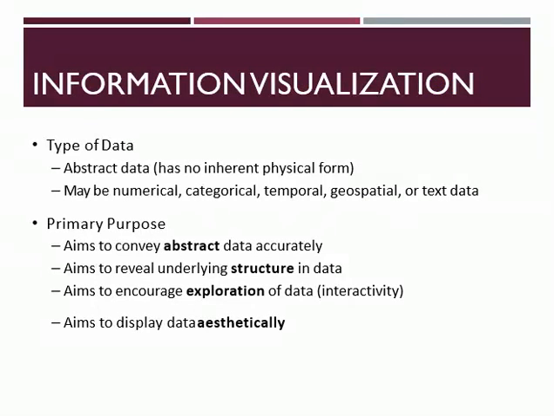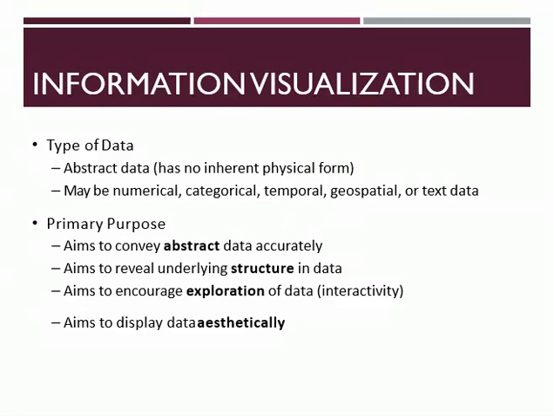Then talking about information visualization, it has no inherent physical form. It is in the form of information, text, and we can call it abstract data. It can be numerical, categorical, temporal, geospatial, or text data, like we have latitude and longitude. The primary purpose is to convey your abstract data accurately, like in a newspaper. The newspaper is a kind of information visualization. A website with any text is a kind of information visualization.